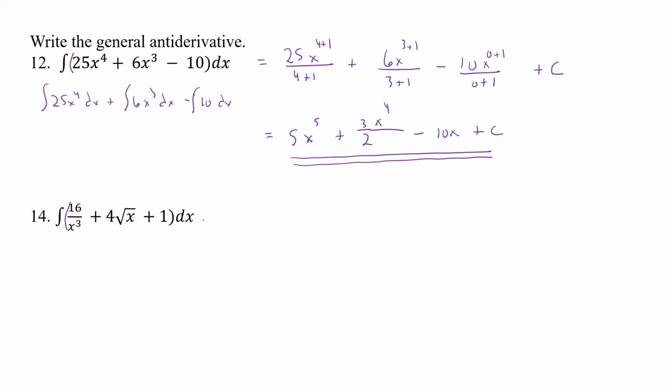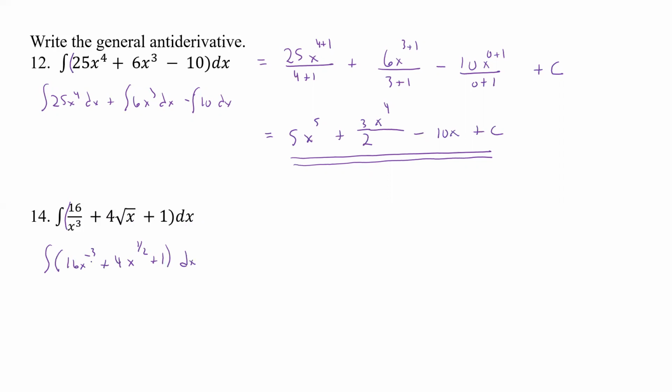All right, so what about this one? Well, in this one, what we can do is rewrite this. That might be the easiest thing to start with. That's 16x to the negative 3 plus 4x to what's that? Well, that's to the half, plus 1 dx.